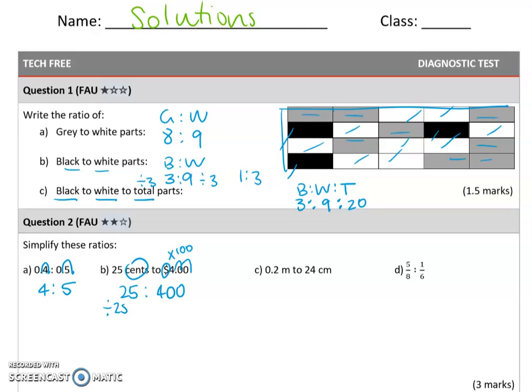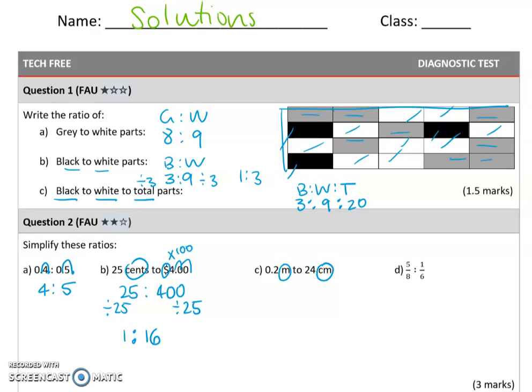25 fits into both of those numbers. So we'll divide both sides by 25. 1 is to, there's 4 lots of 25 in 100. Times 4 gets to 400, so that's 16. 1 is to 16. We've got meters and centimeters here, so we need to make them the same unit.